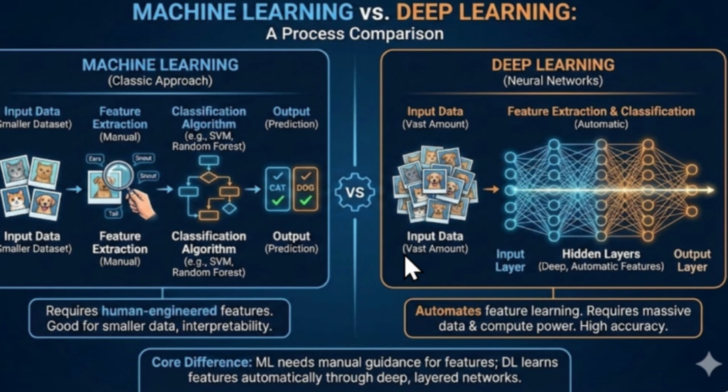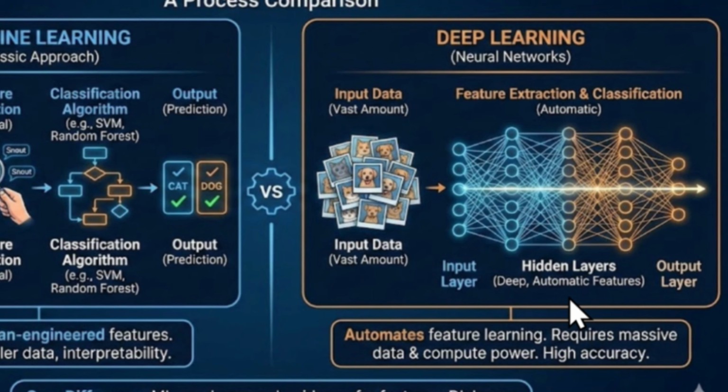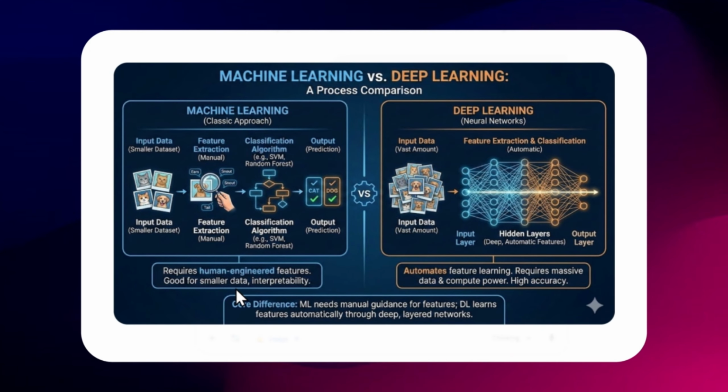And on the other side, it beautifully breaks down deep learning, huge datasets, automatic feature extraction, and those deep neural network layers doing all the heavy lifting. The side-by-side comparison is insanely clear. You can literally see the difference in workflow, data needs, and processing depth in one glance.